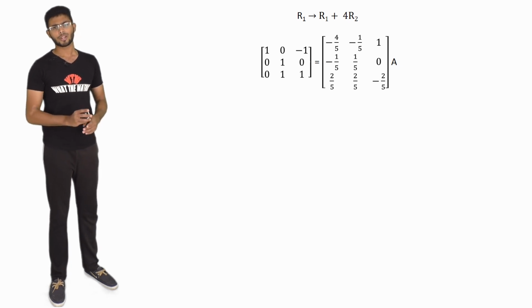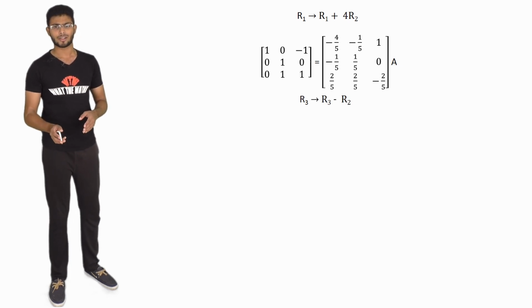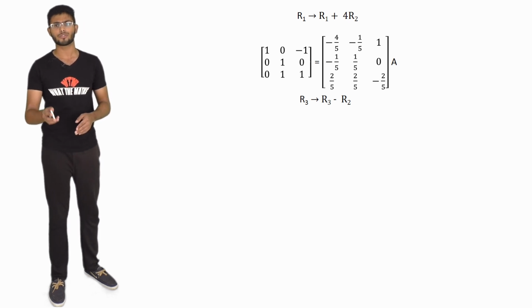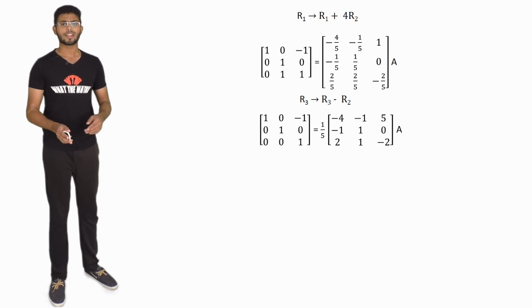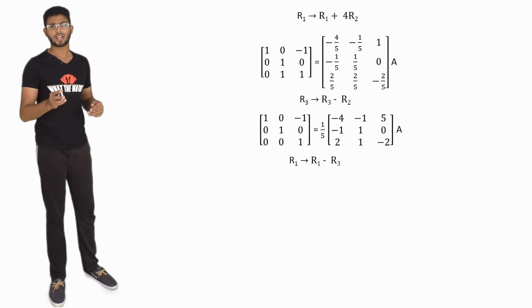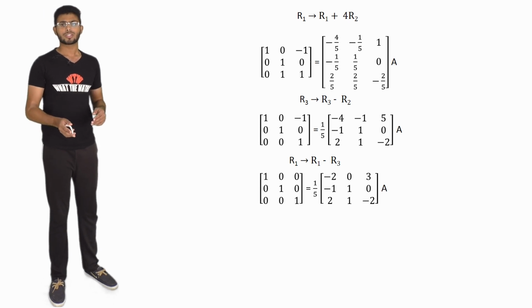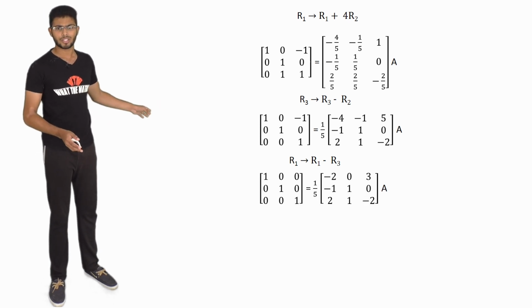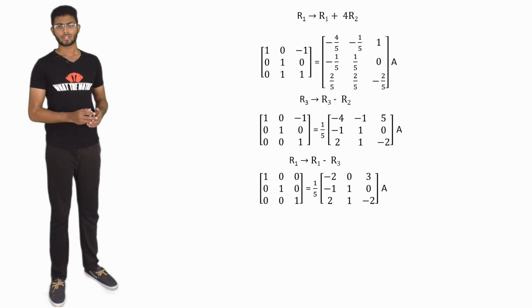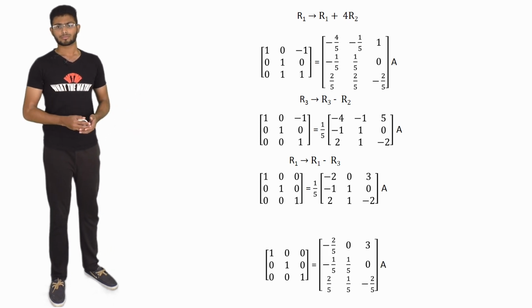As you can see, we're very close to finding the identity matrix. So what we have to do now is R3 implies R3 minus R2. Once you've done that, you're going to get this matrix over here. And for the last step, what we're going to do is R1 implies R1 minus R3. Once you've done that, you're going to get this matrix over here, which is going to be 1, 0, 0, 0, 1, 0 and 0, 0, 1. So that's going to be your answer.